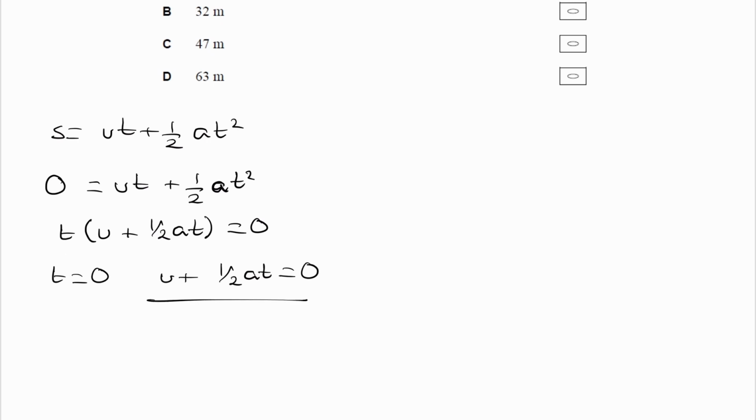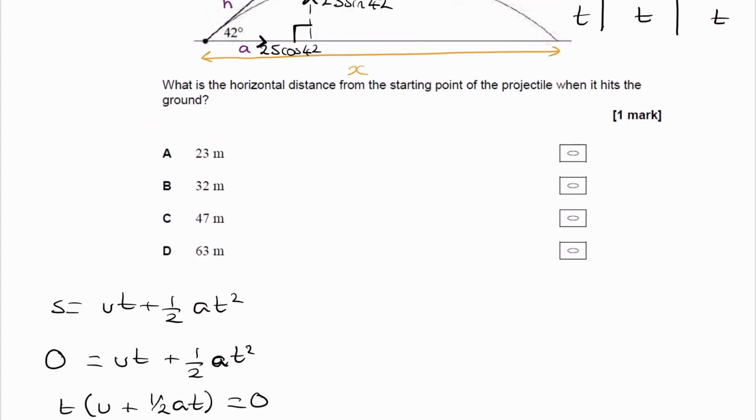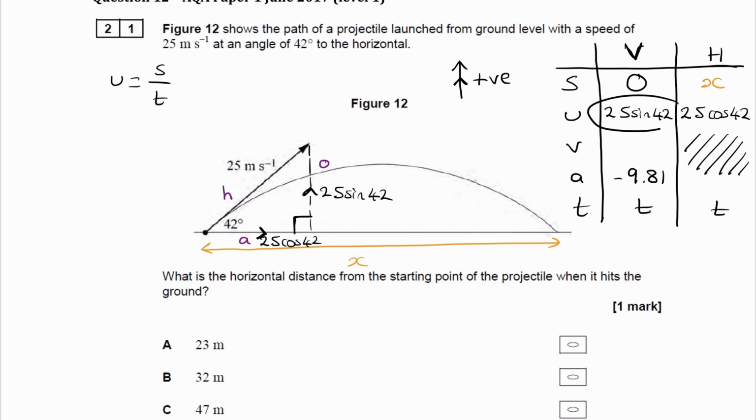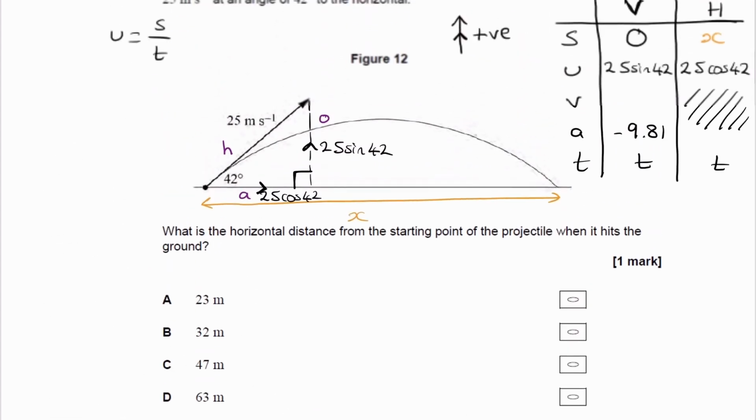So we would be considering this equation. Rearranging that, we get a half at is equal to minus u, at is equal to minus 2u, t is then equal to minus 2u over a. Let's put in our quantities now. So u in the vertical direction was 25 sine 42, and a was minus 9.81. So minus 2 times 25 sine 42 all over minus 9.81, and we end up with our time being 3.410 seconds.